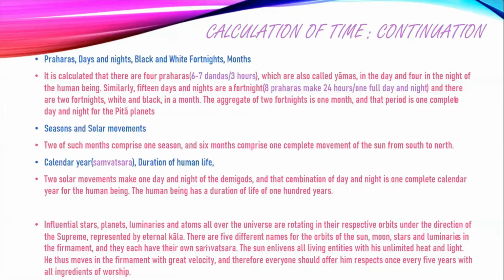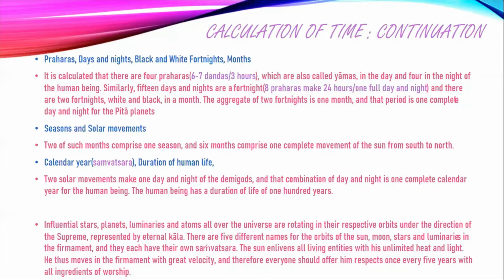Calendar year, Samvatsara. Duration of human life. 2 solar movements make one day and night of the demigods, and that combination of day and night is one complete calendar year for the human being. The human being has a duration of life of 100 years.